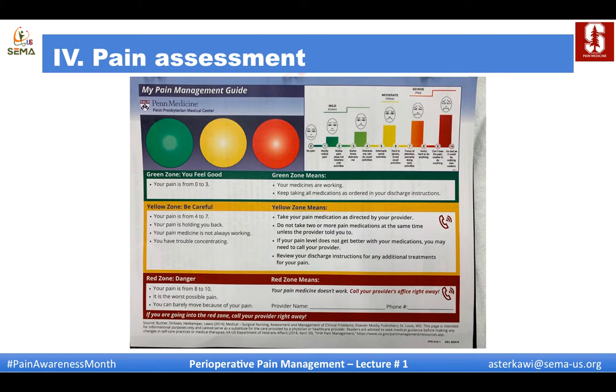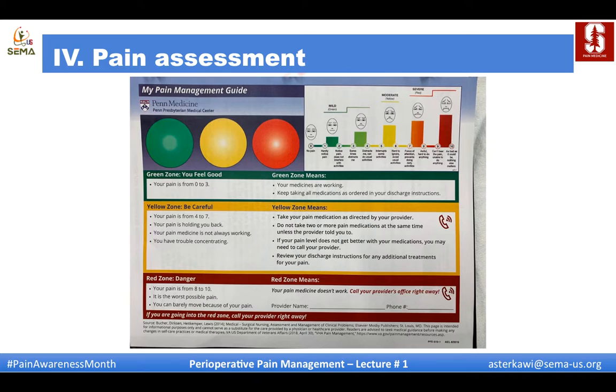This is a flyer from Penn University. They developed this for patients. First, they show them how to rate their pain. It's important to educate the patient even before surgery and explain the language that you're going to use to communicate with them after surgery to assess their pain. What does 0 to 10 mean?